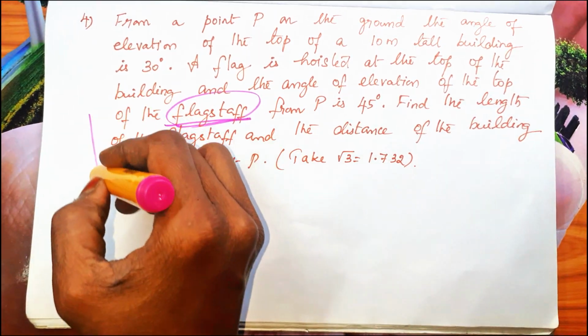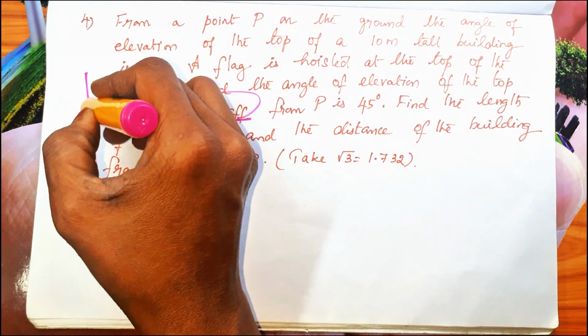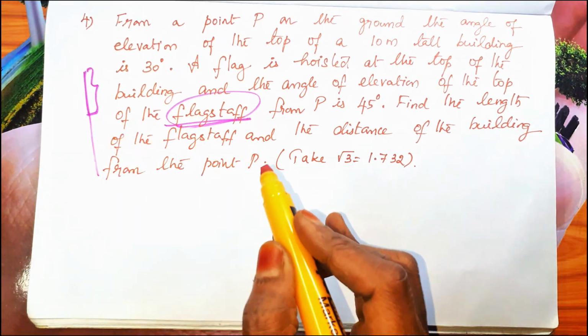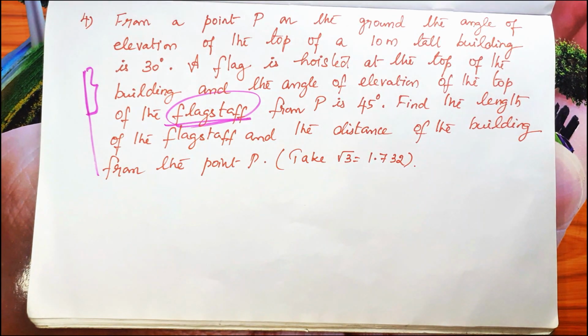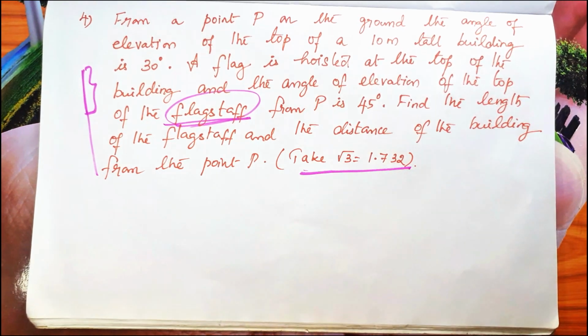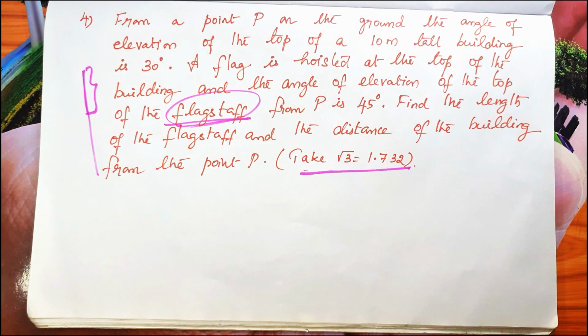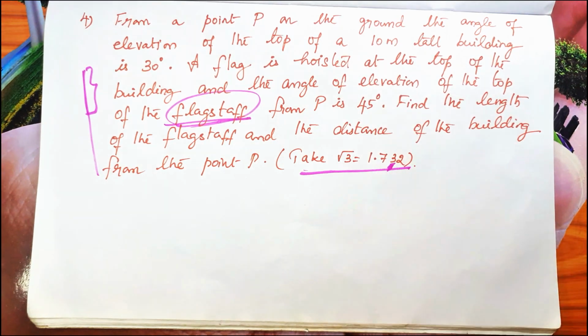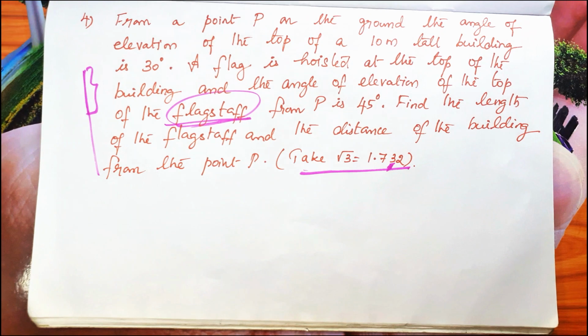So this is the building and at the top we are placing the flag using a stick or pole. This height is the flag's top height. And for that we have the angle of elevation as 45 degrees. We are going to find the length of the flag's top and the distance of the building from the point P, and for that they have given the root 3 value as 1.732. In the previous problem they have given only 2 decimals. Here they have given 3 decimals. That is not a problem.